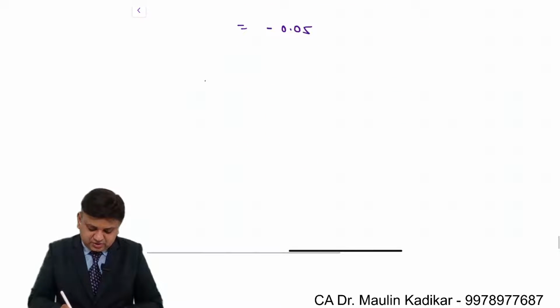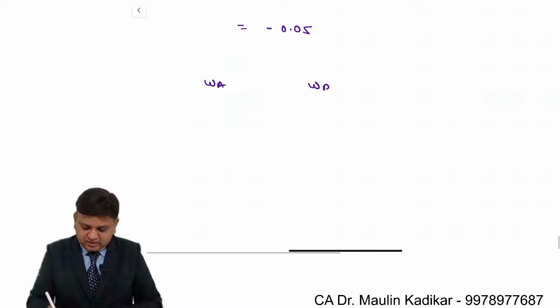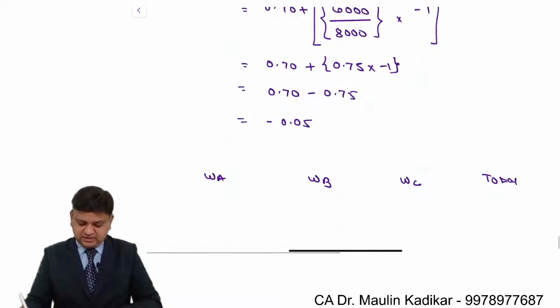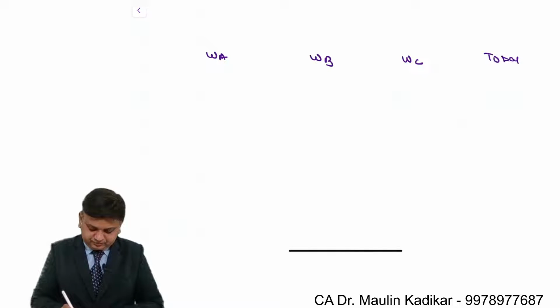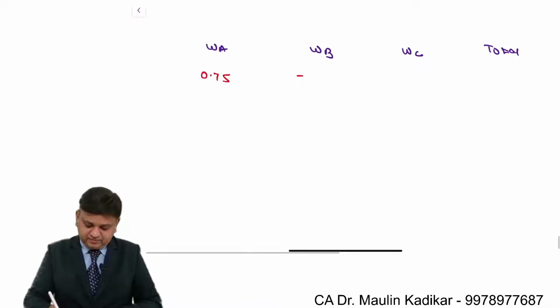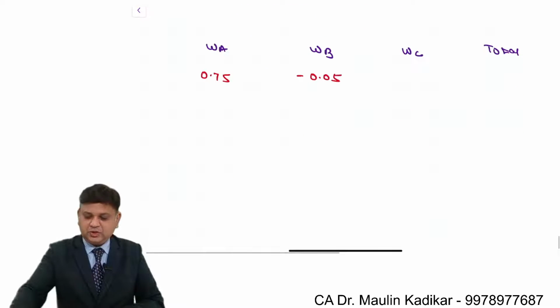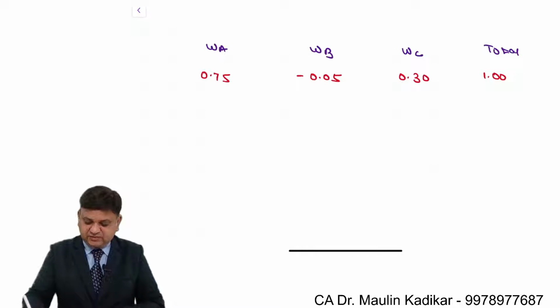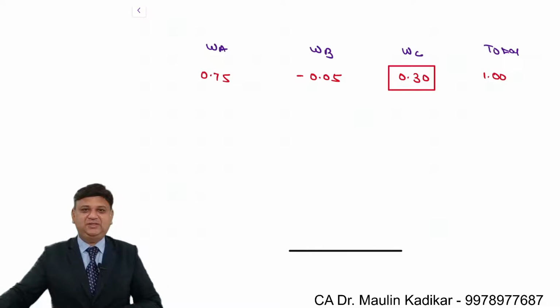So what will happen, dear students? Weight of A, weight of B, weight of C, and total. WA has already been found by us. It is 0.75. WB is -0.05. So use your calculator: 0.75 minus 0.05, that is 0.70. The total is of course 1, so this is found as the balancing figure, that is 0.30. This is the way you can make the calculation of the answer.